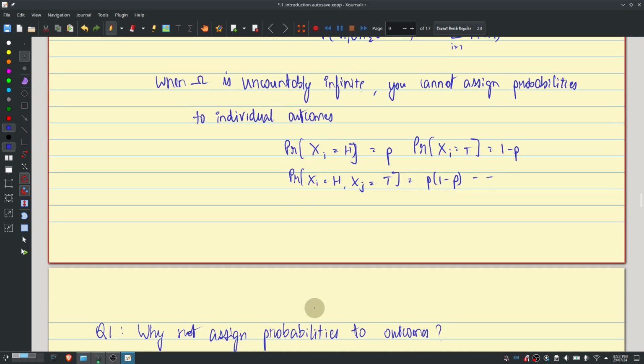So again, you should note that this is an event, right? This event corresponds to infinitely many outcomes. There are infinitely many outcomes that contribute to this particular event, because let's say x1 equal to head would mean head followed by all possible combinations. So you define the probabilities of each of these events and hope that this remains consistent.